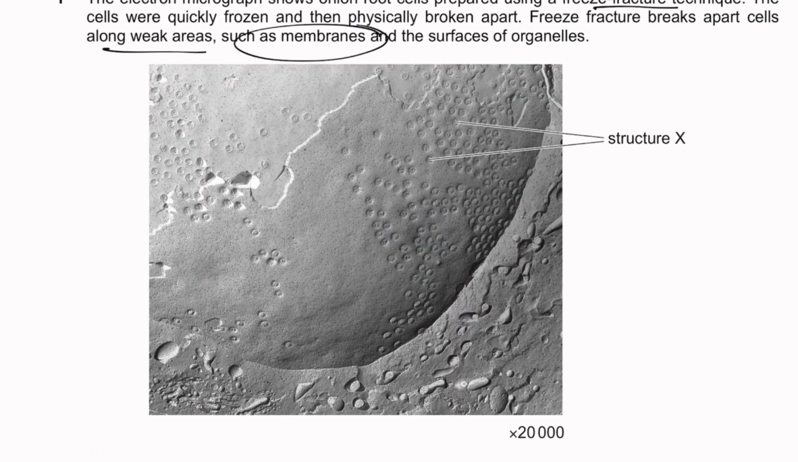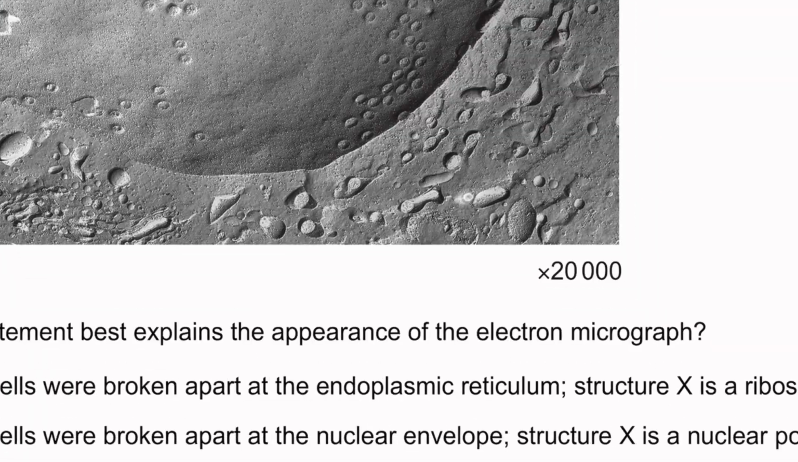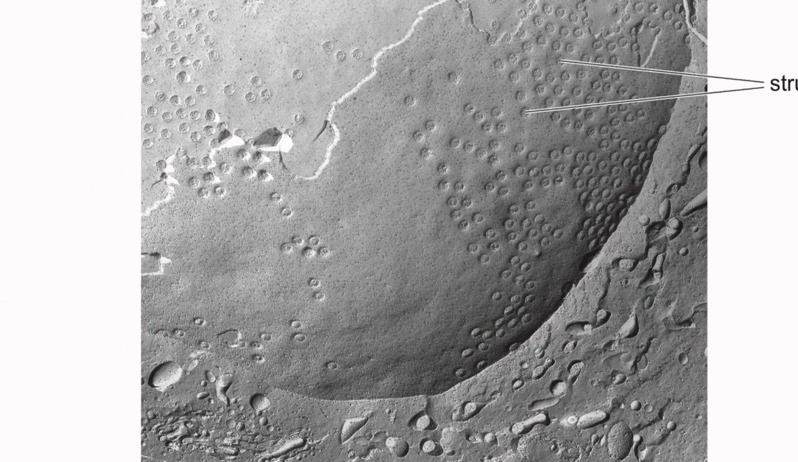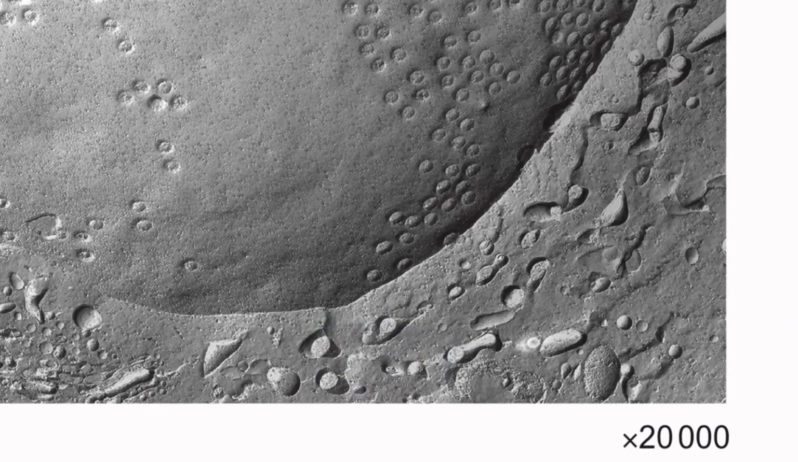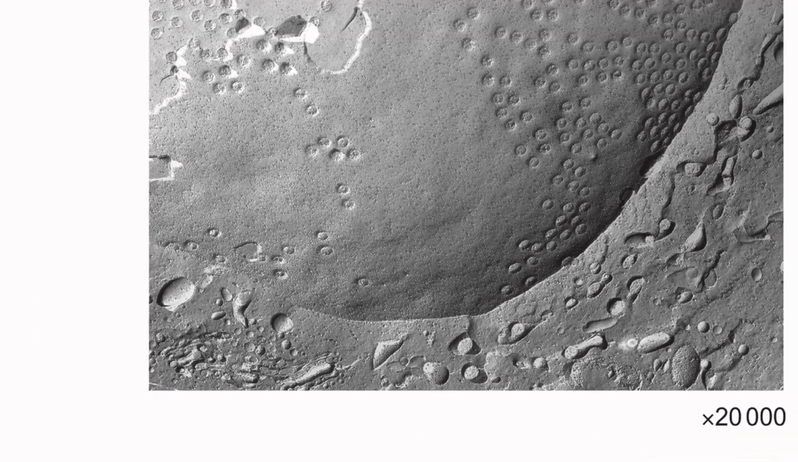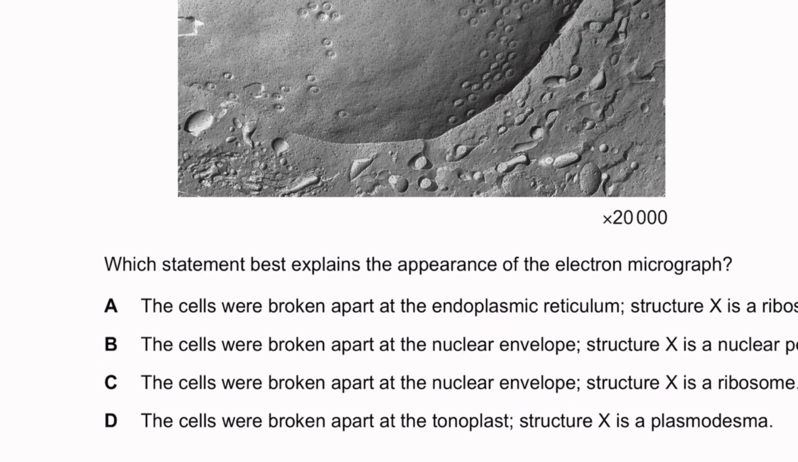Interesting. So what I would see here is that structure X is basically this circular shape, and one of the options said it's a nuclear pore, it's like a hole, and another said it's a ribosome, although a ribosome would be much more spherical if I'm being honest, and it's supposed to be breaking at a weak area, so the endoplasmic reticulum or the nuclear envelope. But what's the difference between the endoplasmic reticulum and the nuclear envelope? There's no difference. It's not A or C. This just leaves me with the tonoplast or the nuclear envelope.